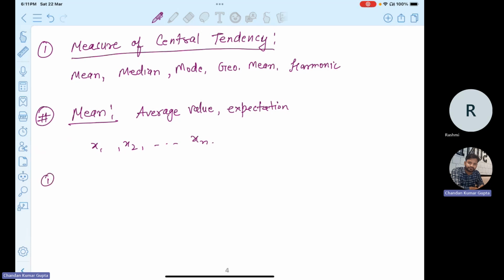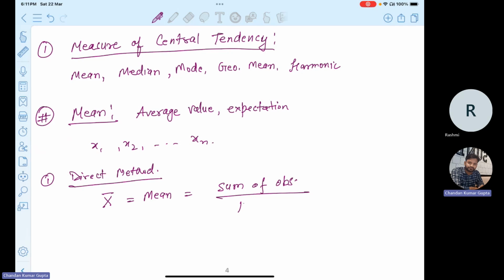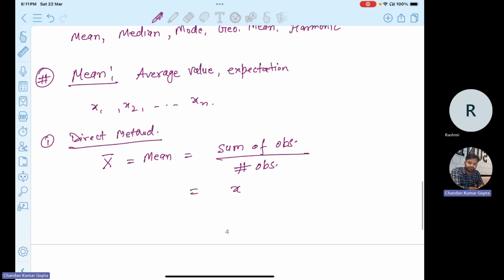The first one is the direct method, in which we can directly calculate the mean. That is denoted with x bar, and that is nothing but sum of observations upon number of observations. That is summation over xi divided by n. This is the direct method that we have already used. This is nothing but the average method.